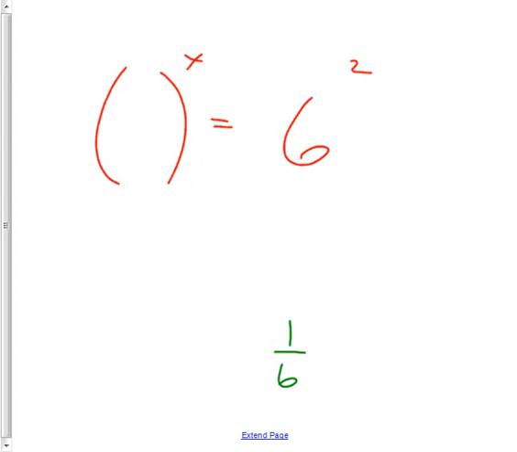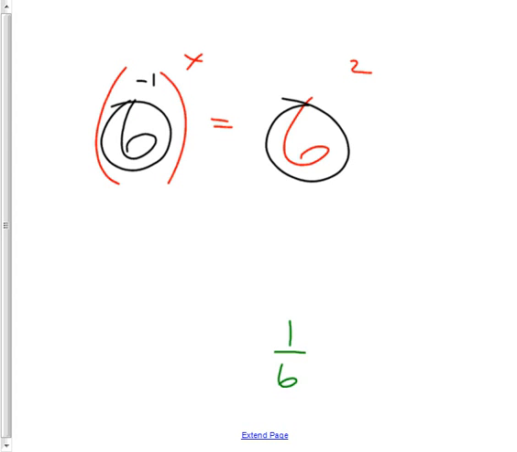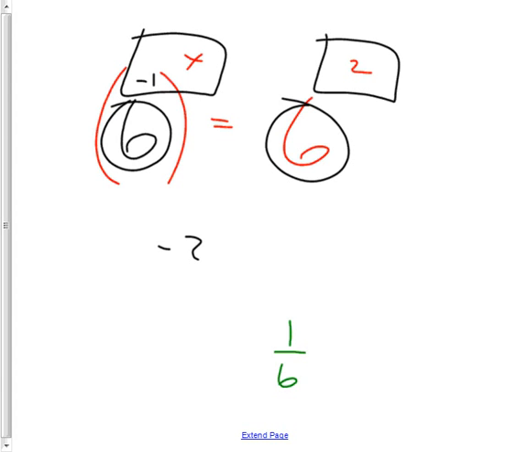And you can just put a 6 back in there. You can't do that. 6 and 1/6 are not the same thing. But you could put in 6 to the what? Negative. Then the cool part is that since these bases are the same, that means this has to equal. Okay, so negative 2x has to equal 2, and then x must equal 2 divided by negative 2, which would be.